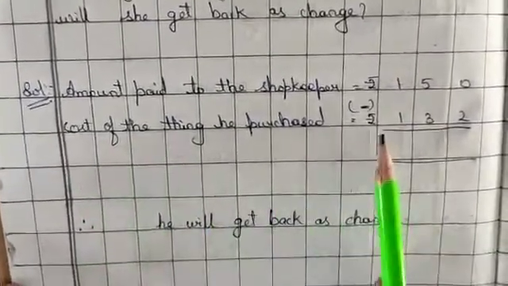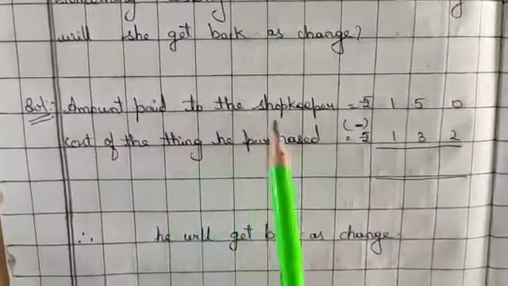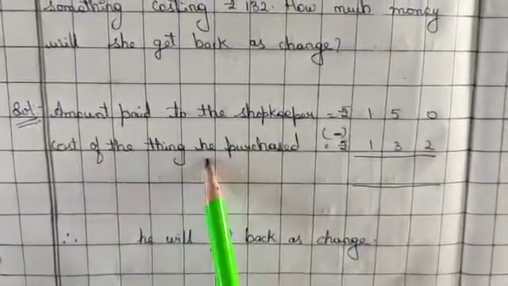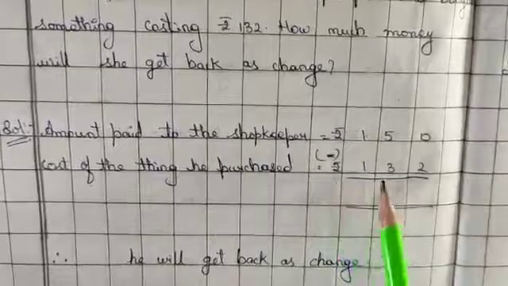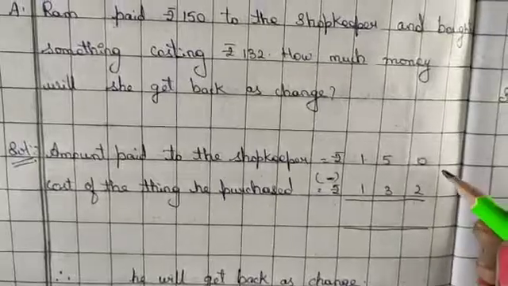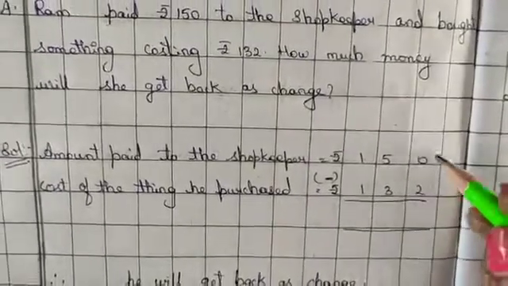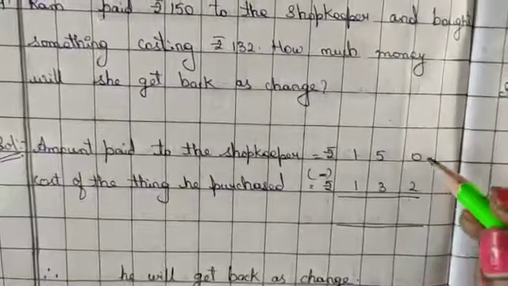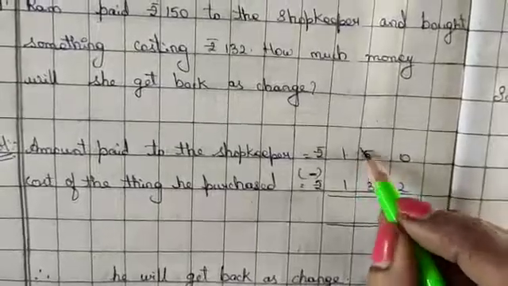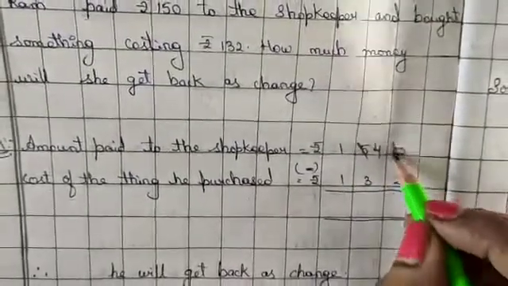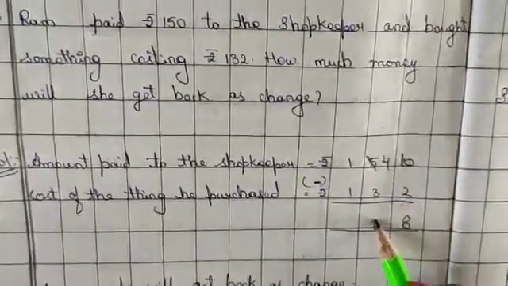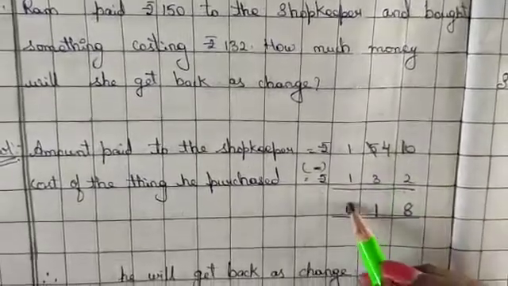So here look at the statements, children. Amount paid to the shopkeeper, rupees 150. Cost of things he purchased, rupees 132. So now what we have to do? We have to do the subtraction. 0 minus 2, it won't subtract. Then what we have to do? We have to borrow from the tens place. So here it will become 4 and here it will become 10. 10 minus 2 will be 8. 4 minus 3 will be 1. 1 minus 1 will be 0.